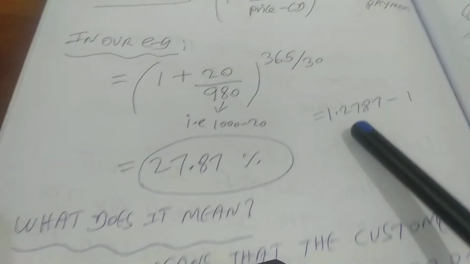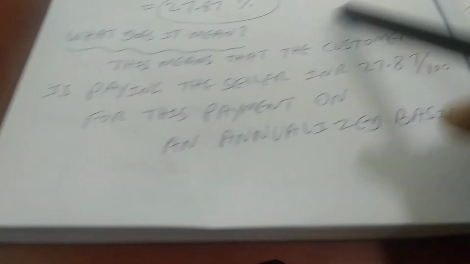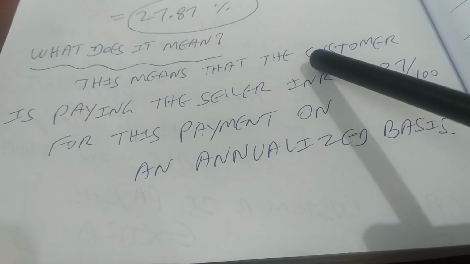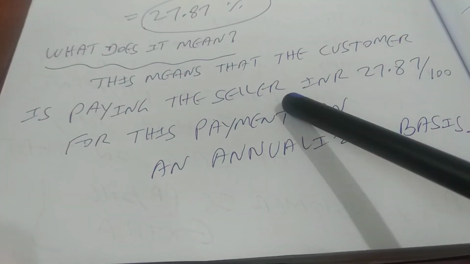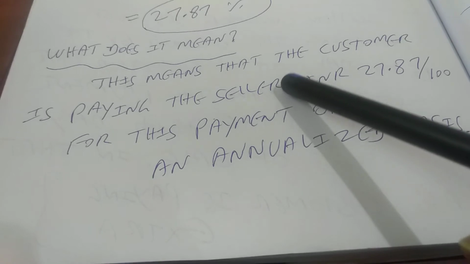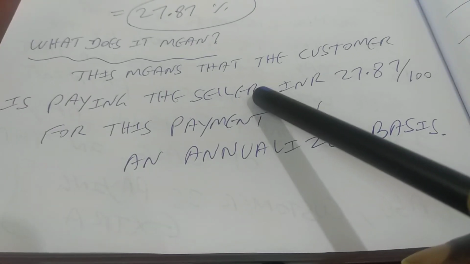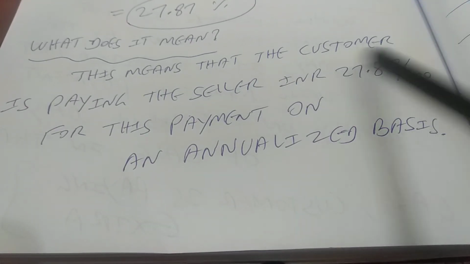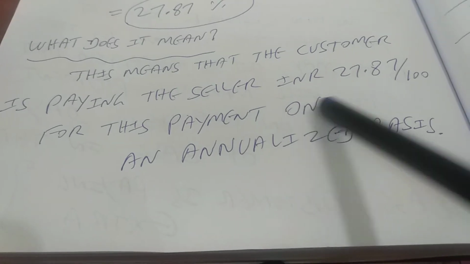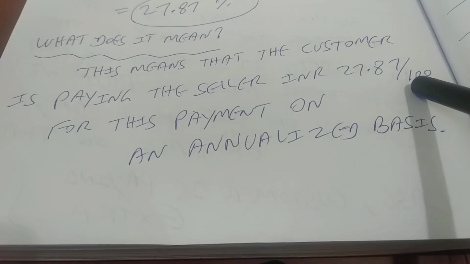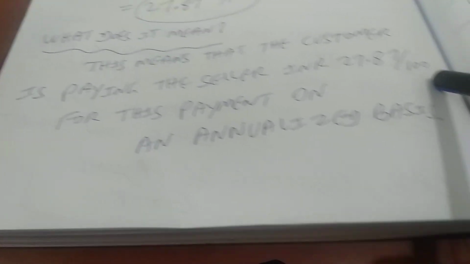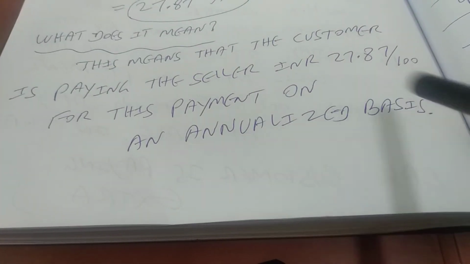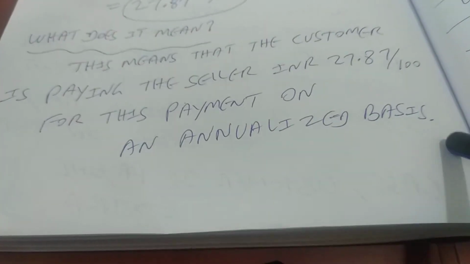So what does it mean? This means that the customer is paying the seller INR 27.87 for every 100 rupees of the payment he has to make, on an annualized basis, right?